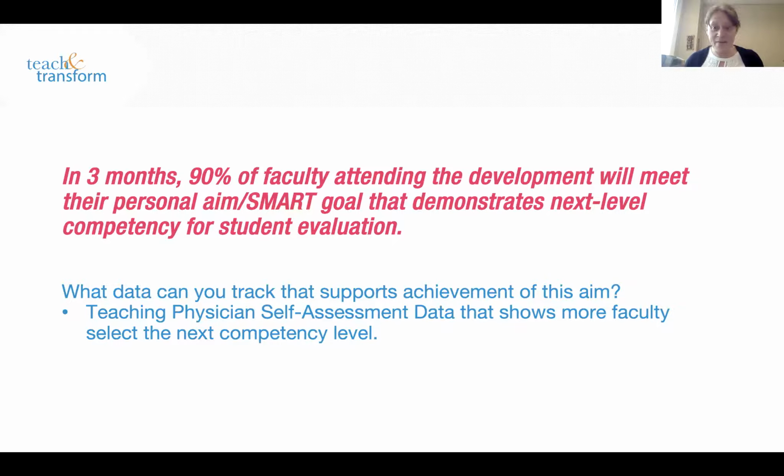And again, the ABFM is not grading you to see, did you actually meet this aim? Maybe this aim was too ambitious. Maybe 90% is too much. Maybe you're hoping to change the competency level of 50% of your faculty. Regardless, you need to be able to say, did you achieve it or did you not? And then what was the data that you actually found? So next slide.